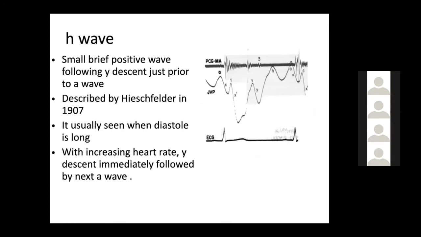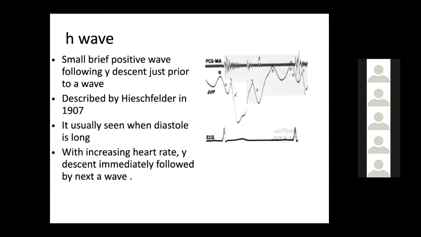Now, just a small point on the H wave, which I have already discussed. It is a small brief positive wave following the Y descent. It is called H wave because it was described by Hirschfelder, and it is usually seen when the diastole is long, like in cases of bradycardia. So it is due to mid diastole, that is the diastasis phase.